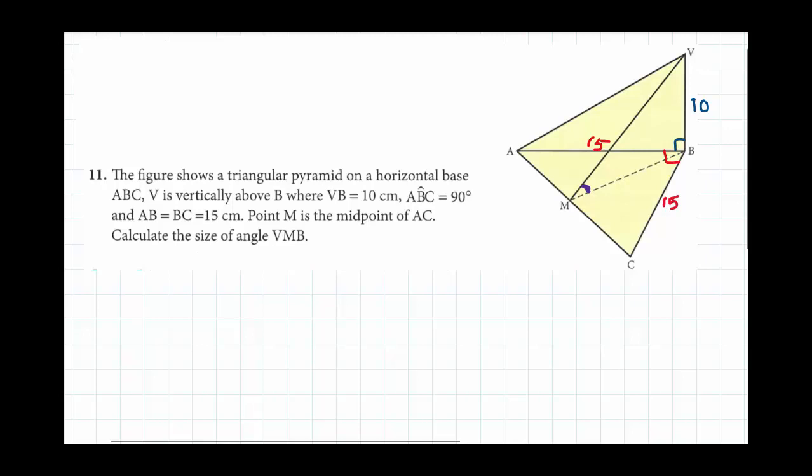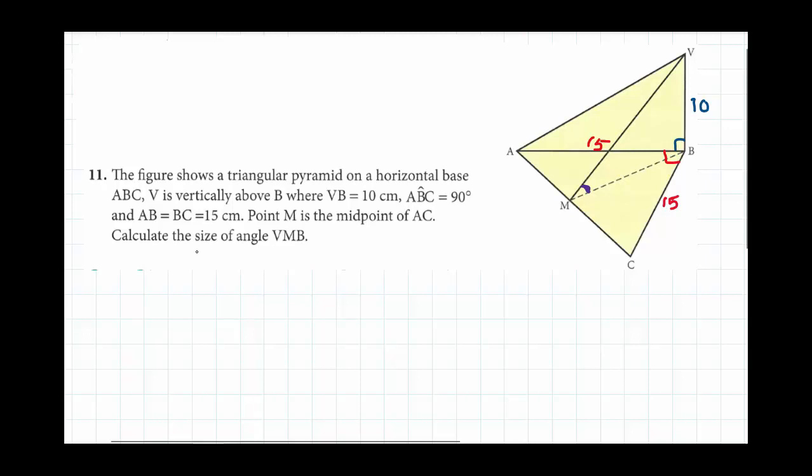Now to calculate this angle, we look at this triangle because angle M is in this triangle VMB. Do we know the length of two sides? Well, no. We know the length of one side, but we don't know the length of the hypotenuse or this base. So we cannot directly find angle M. Now we need to find the length of one side, either MB or VM. Then we will be able to find angle M.